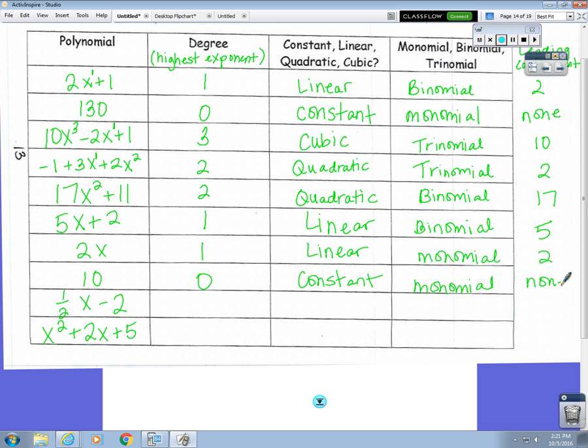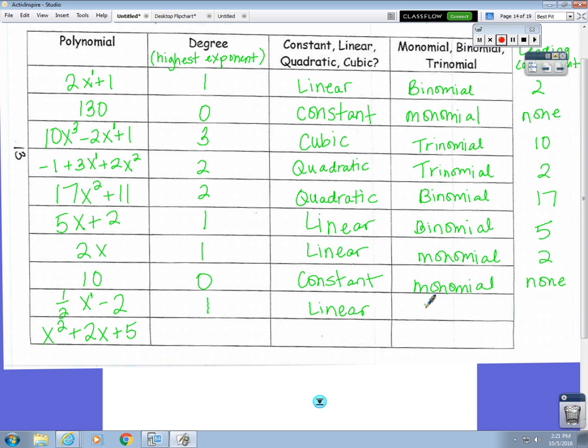None. There's no coefficient at all. 10 is just a constant. When there's no variable, there's no coefficient. Coefficient is beside a variable. Okay, Brandon, degree? 1. 1, because that's x to the first, which makes it what? Linear.